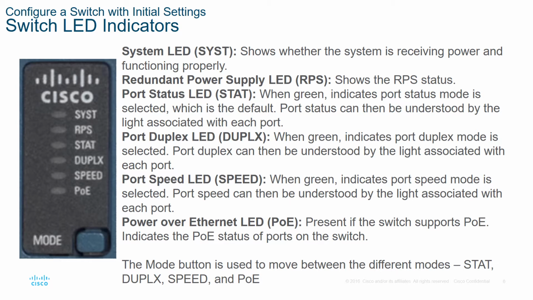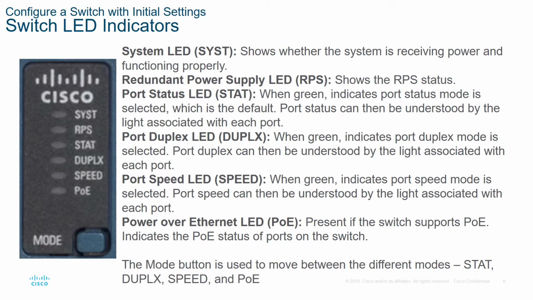If you see the switch, each LED light is represented with an acronym. SYST represents the system LED. RPS represents the redundant power supply LED. STAT represents the port status LED. Duplex represents the port duplex LED. Speed represents the port speed, and PoE represents power over Ethernet. So these acronyms are used to find out the LED.